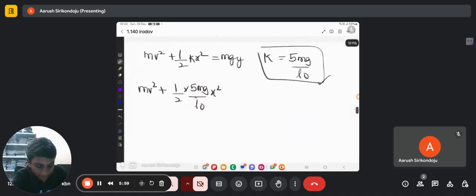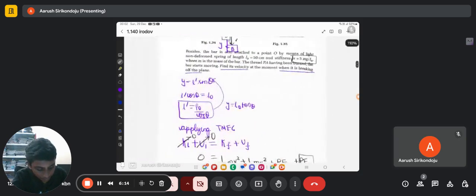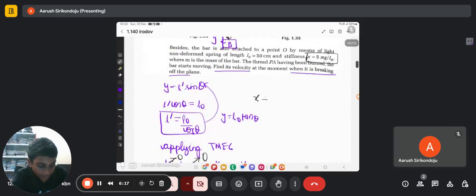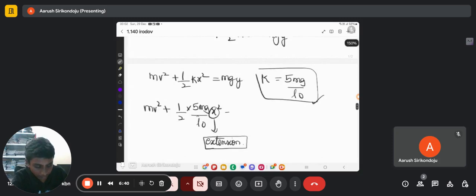So here x is the extension in the spring. So we can calculate x like this. x is basically L dash minus L naught, and we know that L dash equals L naught by cos theta. So x equals L naught upon cos theta minus L naught, which equals L naught into 1 by cos theta minus 1. So let's substitute that value over here. This is equal to mgy.